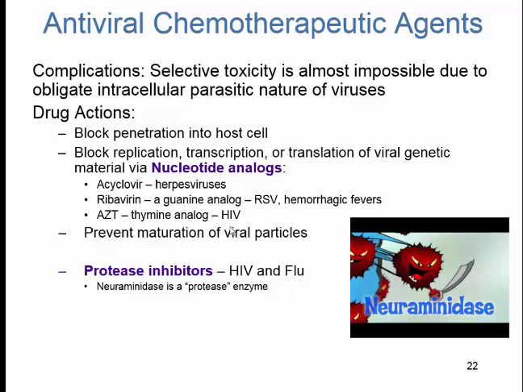And then protease inhibitors. Neuraminidase is an excellent example of a protease. And so hopefully you enjoyed the flu video. A protease inhibitor is going to block the ability of this protease enzyme from cleaving other proteins. In this case, neuraminidase is needed to be able to cleave its way off of the host cell membrane. And so by blocking that cleavage action, you're keeping the flu virus on that one cell and not allowing it to spread to other cells.